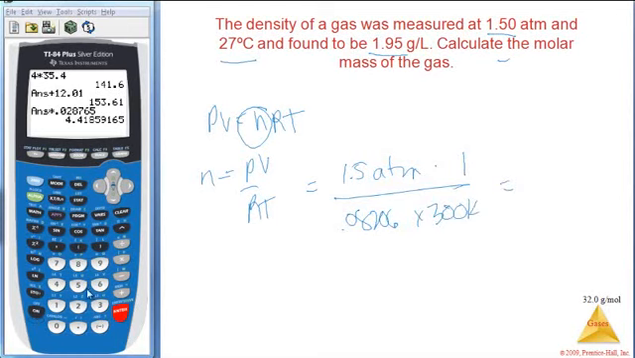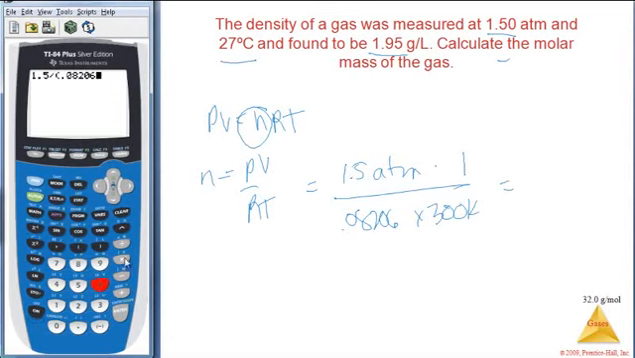Okay, so what I have, I'm going to clear this, and I get 1.5 divided by 0.08206 times 300, close my parentheses, and I get 0.0609. I'm sorry, I get 0.0609 moles.